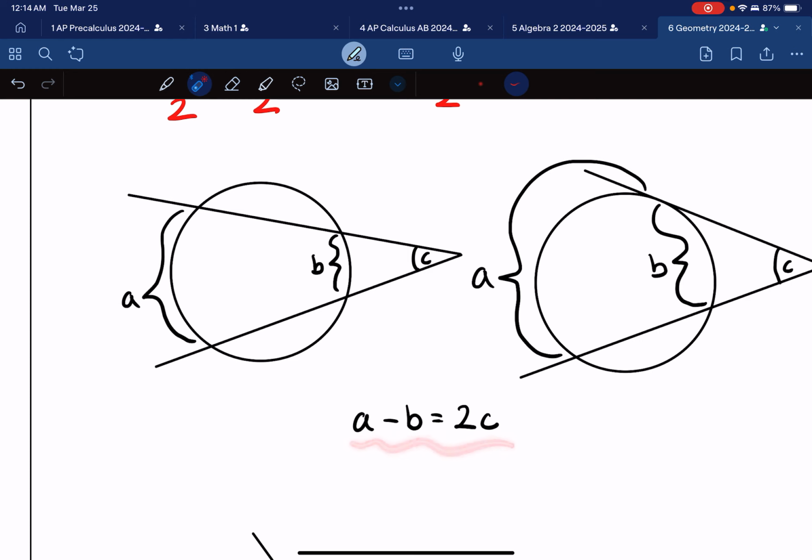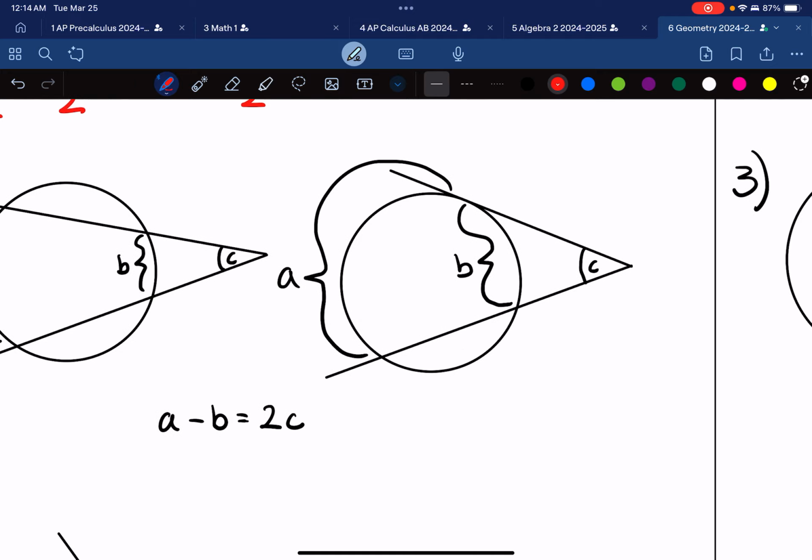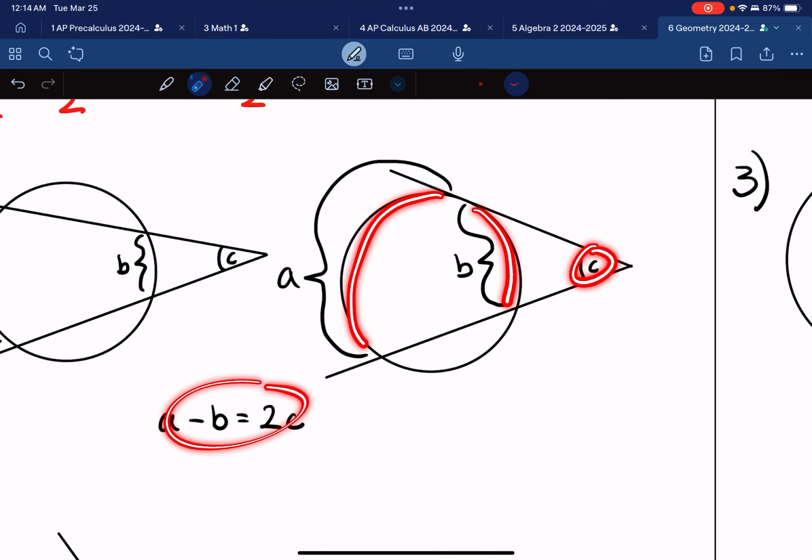Before we rewrite the formula, notice what it's saying. If you do arc measure A minus arc measure B, there's A right here, and you subtract B over here, you get twice this angle. Same thing over here, right? If I do larger arc minus the smaller arc, you get twice this angle. This formula goes to both of these 2 different diagrams. So let's go ahead and rearrange this.